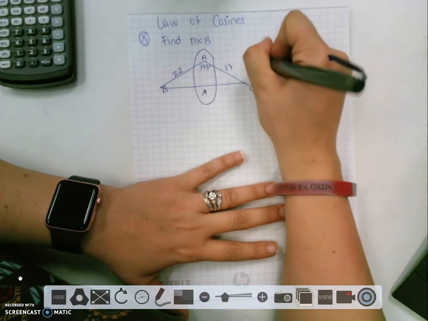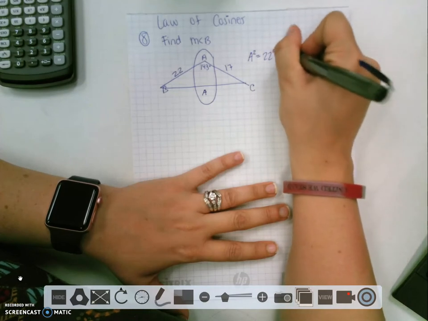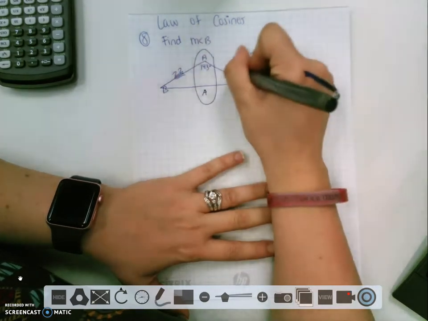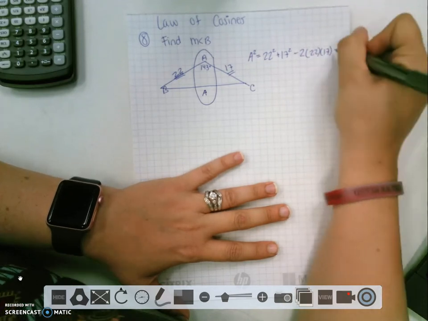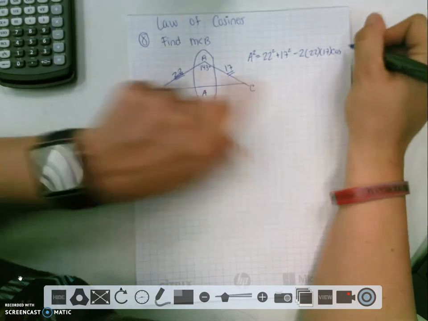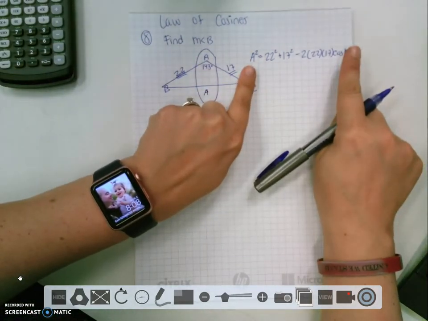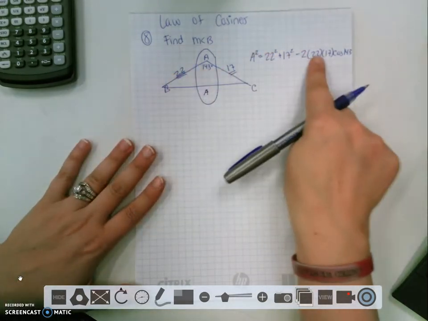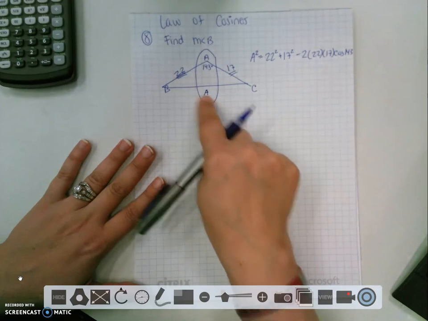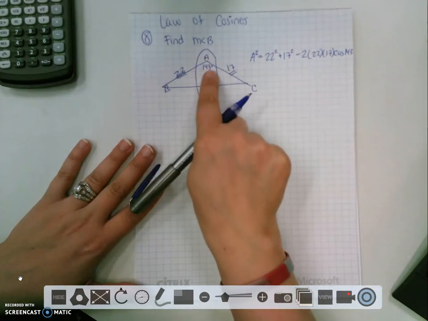So A squared equals 22 squared plus 17 squared, you use these two, minus 2 times those two, cosine of the degree, 143. So you start and end with the A and the 143. And then these two go here, here, here, and here. All right, so A squared equals 22 squared plus 17 squared minus 2 times 22 times 17 cosine of 143.